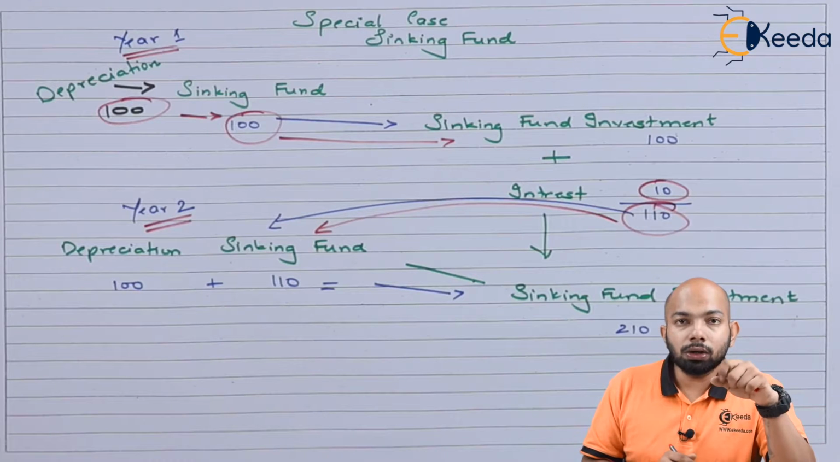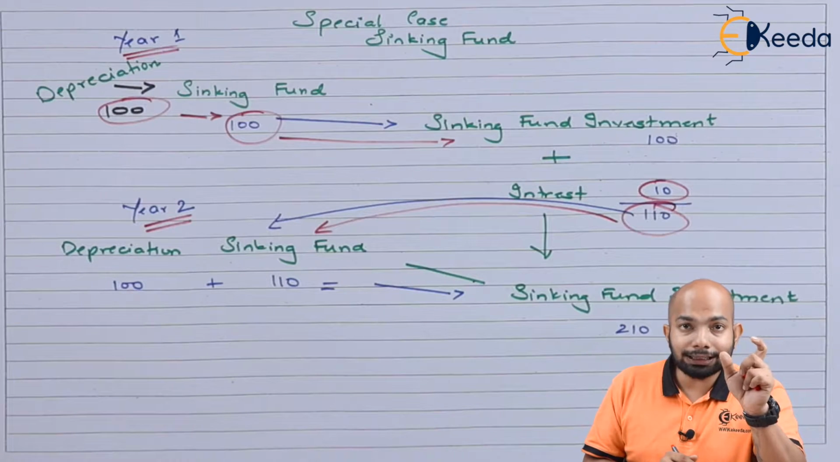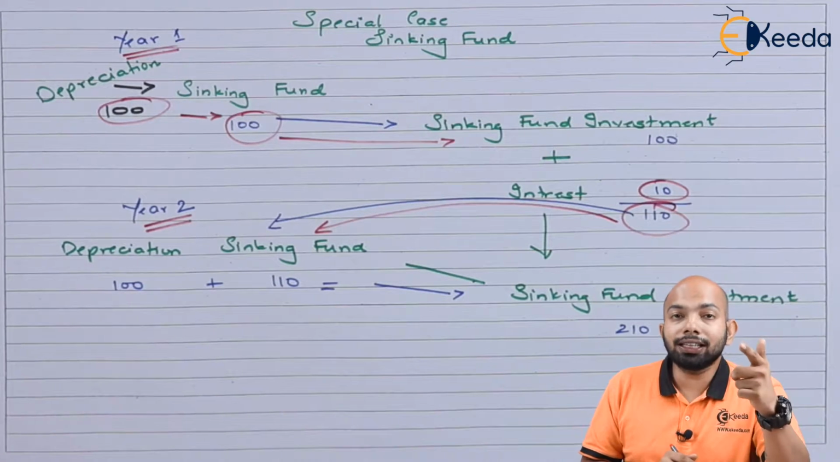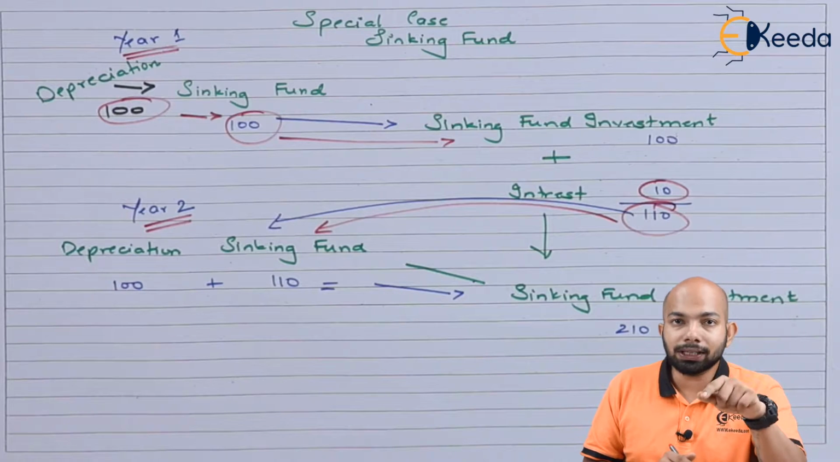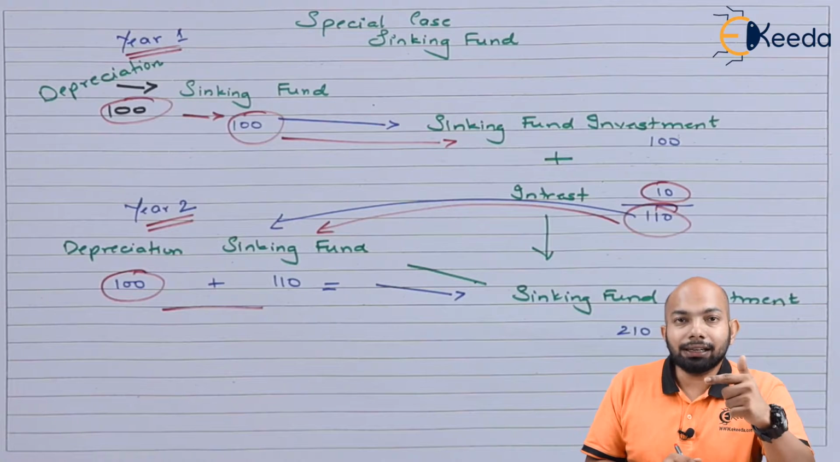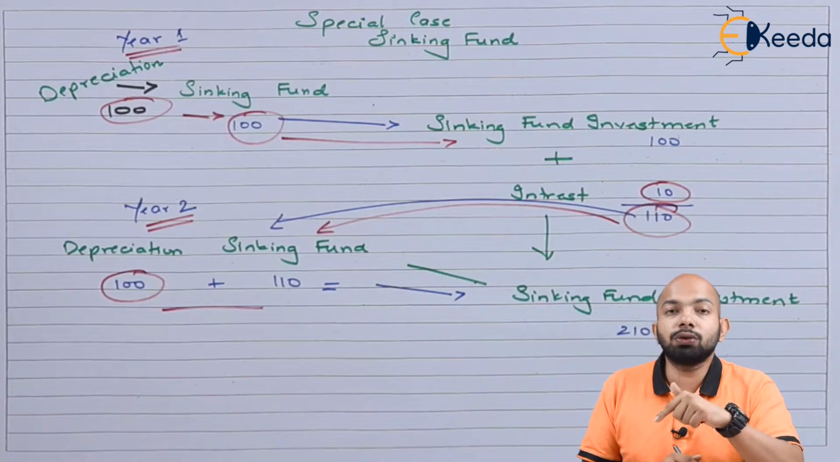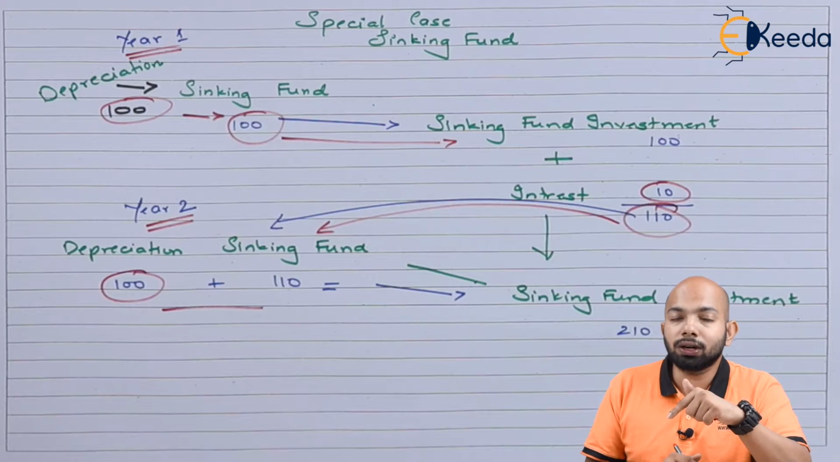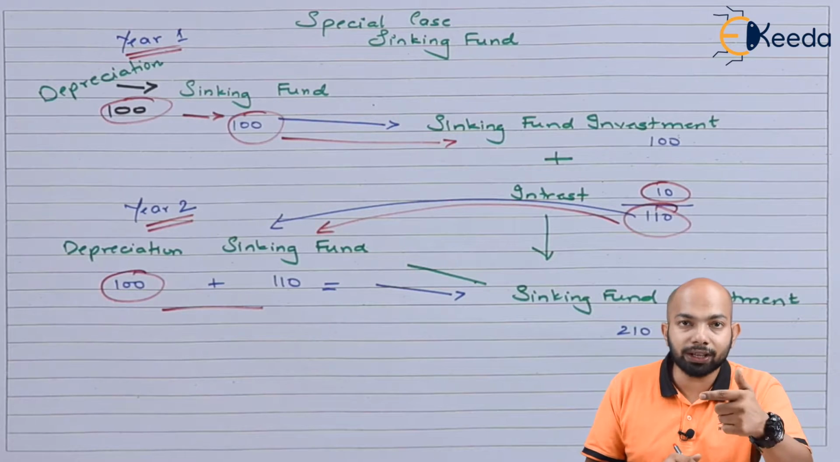Now for year 2, sinking fund already has 110 in it. Now we add another depreciation for the second year, that is rupees 100. So the total of previous year's 110 plus this year's 100 depreciation gives you 210 that will be moved to sinking fund investment, that is 210 rupees will be completely invested.